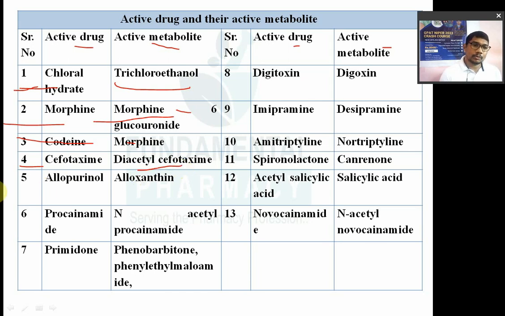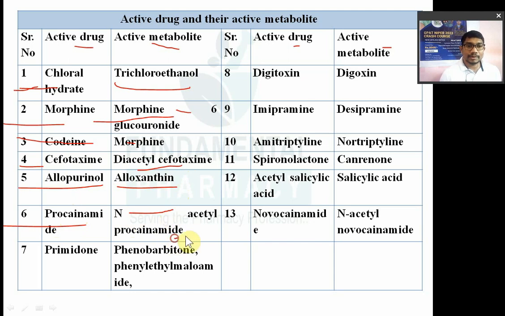Allopurinol is nothing but a xanthine oxidase inhibitor. It is converted into the active metabolite alloxanthine. Procainamide is an anti-arrhythmic drug. It is a class 1 anti-arrhythmic drug, a sodium channel blocker. Okay? So it is converted to one active metabolite known as N-acetyl procainamide.